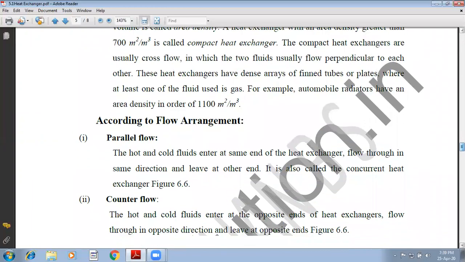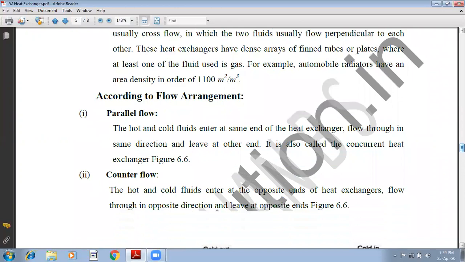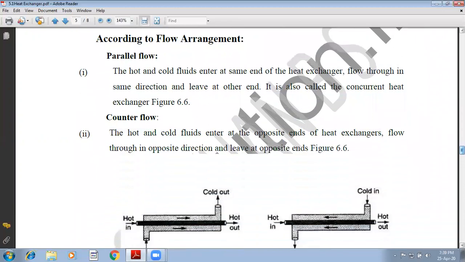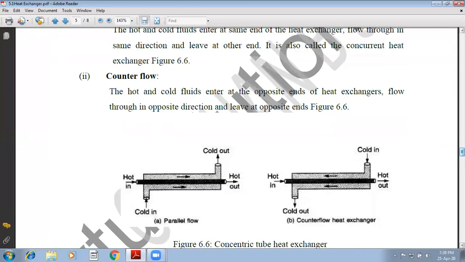Next, according to the flow arrangement, as we have discussed earlier, parallel flow as well as counter flow. In case of parallel flow, the hot fluid as well as cold fluid moves in the same direction. If you see, the hot fluid is moving from left to right, the cold fluid is also moving from left to right. So this type of arrangement can be considered as parallel flow.